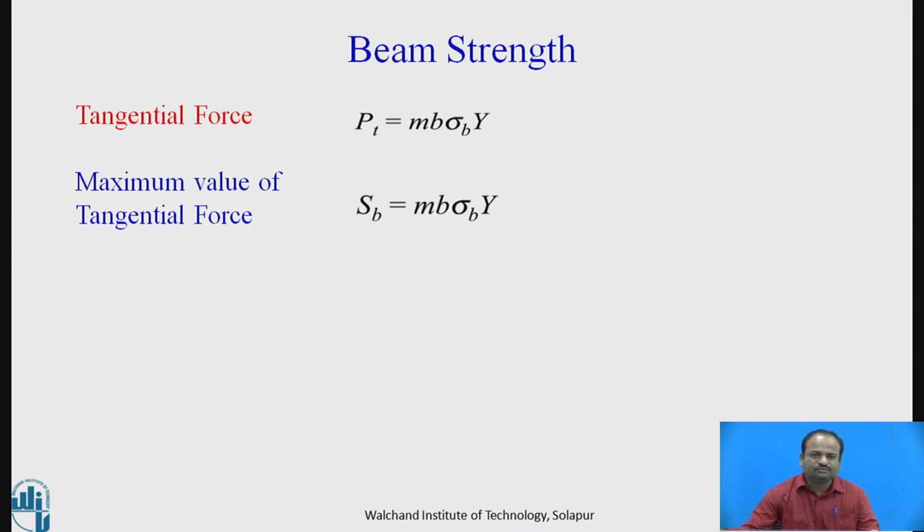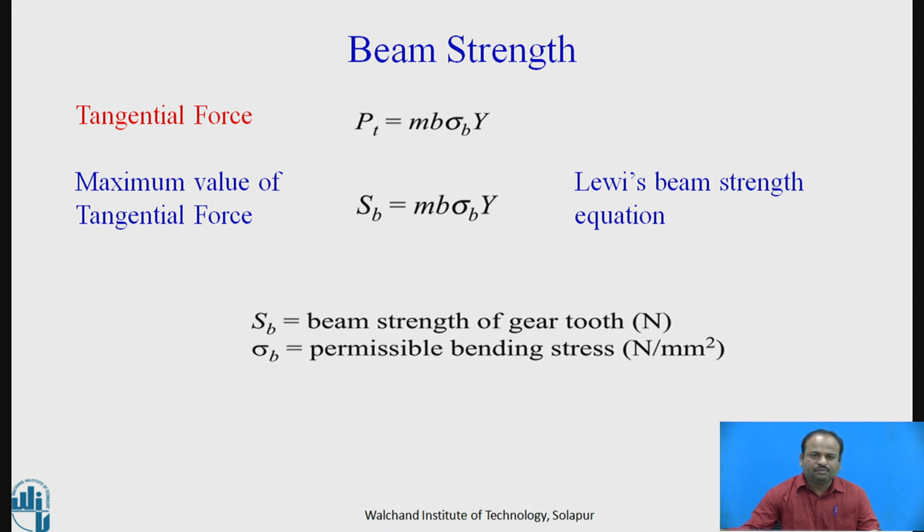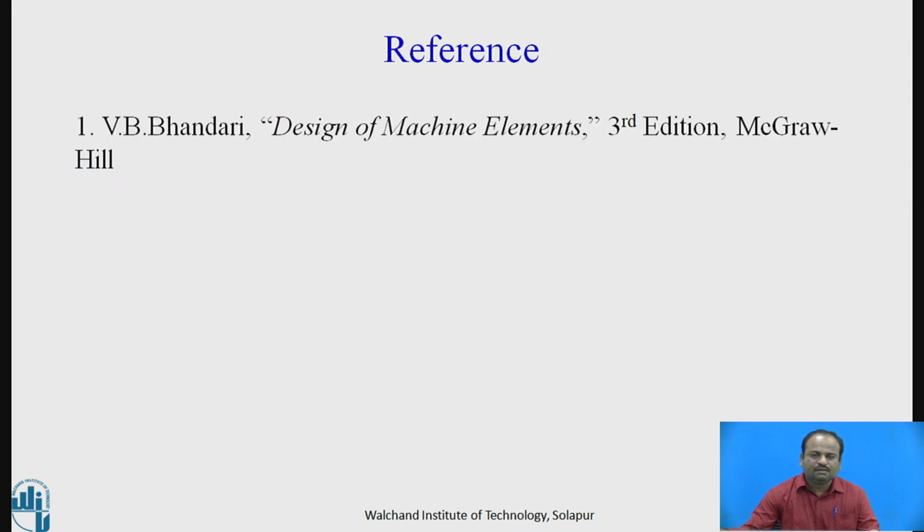So this is the maximum value of tangential force. This is also called the Lewis beam strength equation. Sb is nothing but the beam strength of the gear tooth, and sigma b is nothing but the permissible bending stress. So this is the reference.